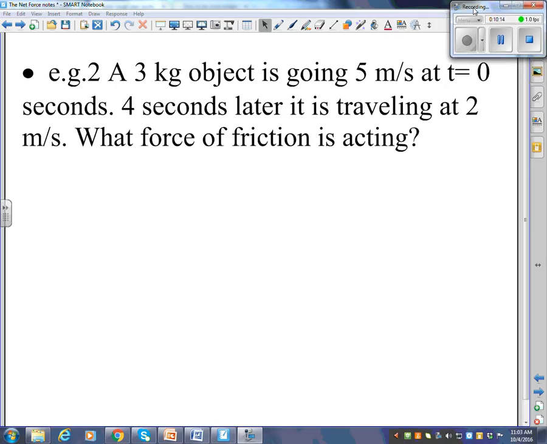Okay, this is a good example of how kinematics comes into these questions. All those formulas that we just finished writing a test on. So, a 3 kilogram object going at 5 meters per second at t equals 0 seconds. 4 seconds later, it's traveling at 2 meters per second. What force of friction is acting?